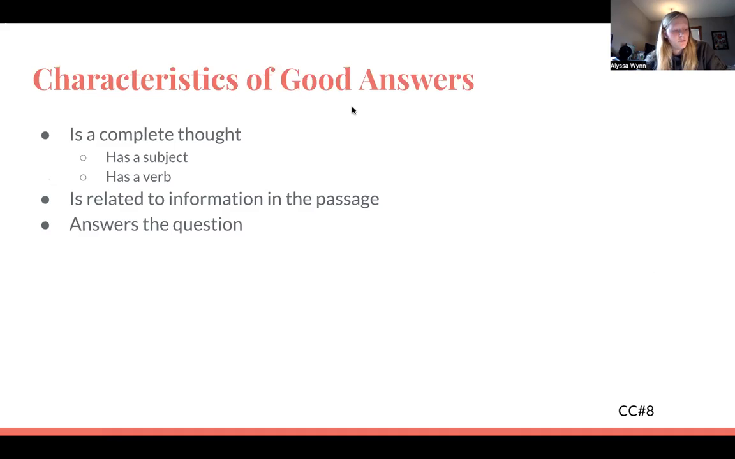The answers to big picture questions have the same characteristics as answers to factual questions, which we learned earlier in a different lesson, but we'll review. The answers need to be complete thoughts, and need to have a subject and a verb. The answer is related to the information in the passage, so you can't have an answer that was not said anywhere in the passage because it just doesn't make sense. And then the answers need to answer the question, because that's how we answer questions correctly, is by answering the question.